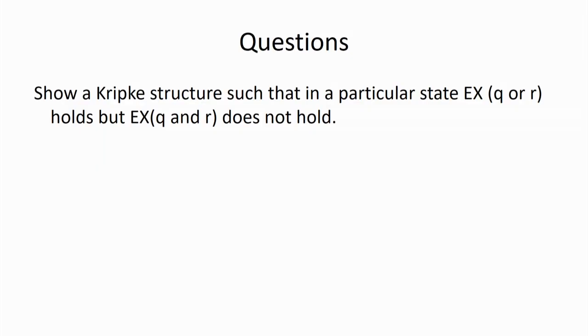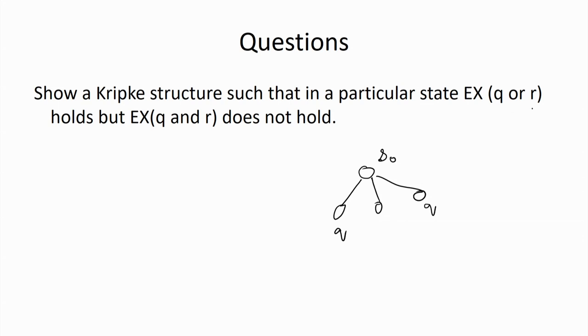Now, here is another question related to our temporal logic: show a Kripke structure such that in a particular state EX (P or Q) holds, but EX (Q and R) does not hold. I can give an example notation here. Suppose I ask whether in this particular state Q or R is true or false. So, at least in one state, or in all states, Q or R, any one of these, is true.